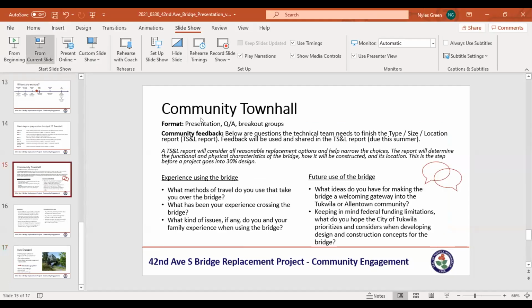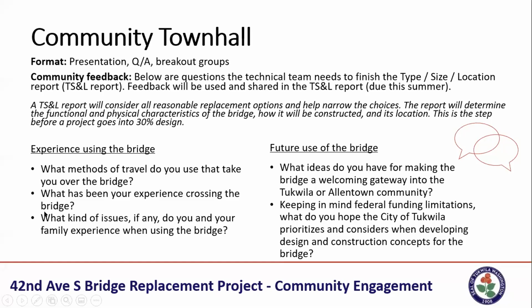There you go. So again, what I mentioned before is the community feedback. Below are the questions the technical team needs to finish the type, size, and location report. So the keywords are: we need these, we need your help, we're leaning on you. This is a partnership. Feedback will be used and shared in the TSNL report, and the report will consider all reasonable replacement and the choice. The report will determine the functional physical characteristics of the bridge. So all this is part of the work before the 30% design.